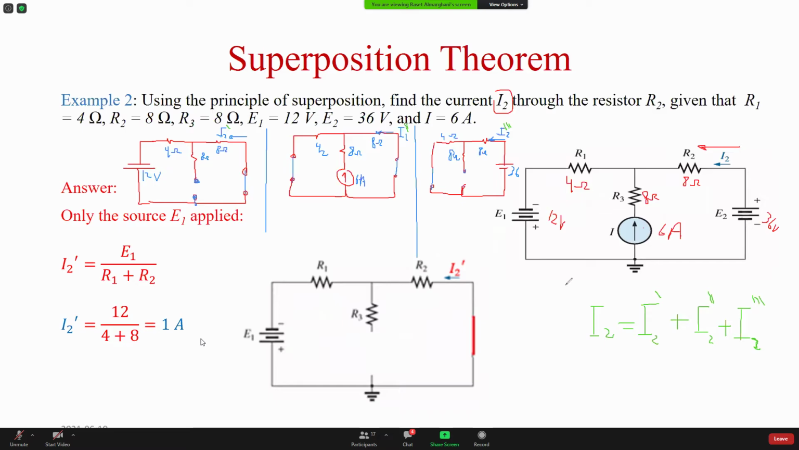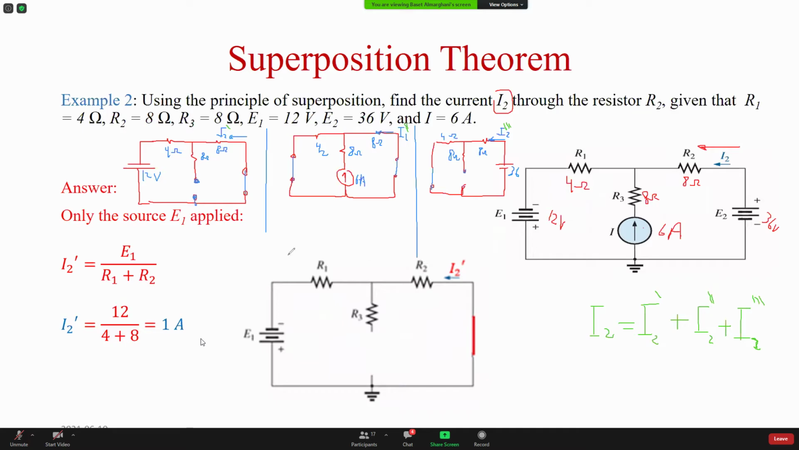Any questions? Okay, now because this is an example, we're going to continue with the example. By the way, we finished the lesson. This is basically the lesson, just the concept. Everything else is exercises and analysis of different circuits.